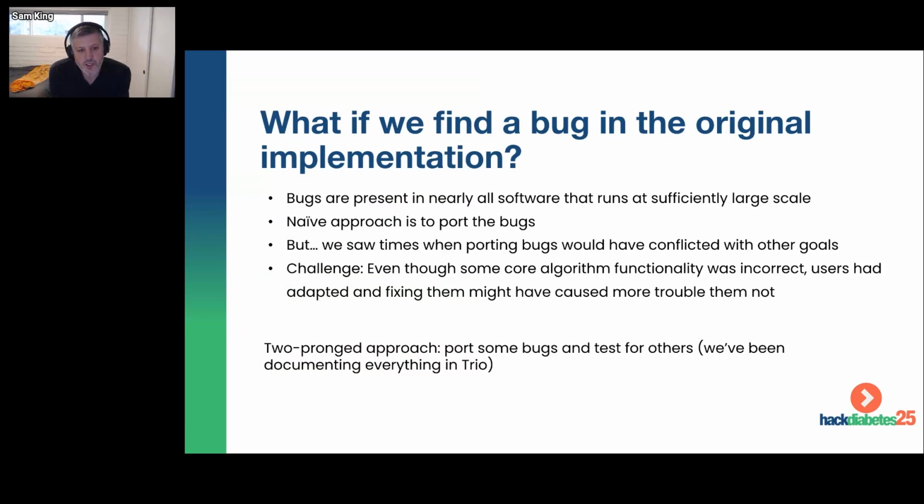Now, the second issue was what to do if we found a bug in the original implementation. To be clear, any software running at any level of scale is going to have bugs. This is a fundamental issue. I'm not trying to poke fun at the original algorithm or anything like that. All software that's ever been written at any sufficient size has bugs. We had planned for this from the start, and our plan was to take the bugs that existed in the JavaScript implementation, port them over to the Swift implementation, but keep a record of it so that we could go back and make a decision if we wanted to clean things up.